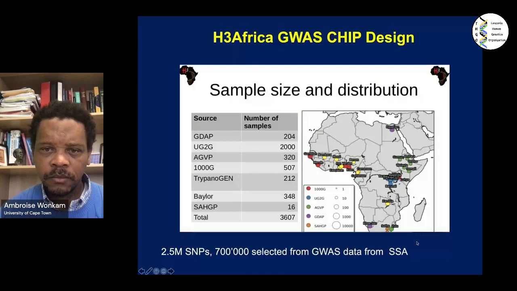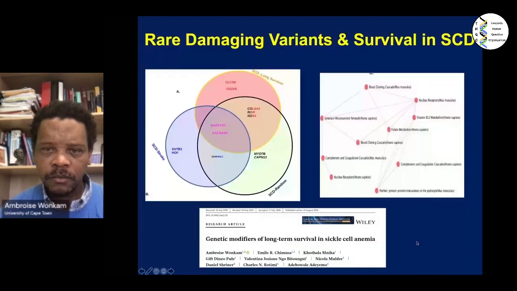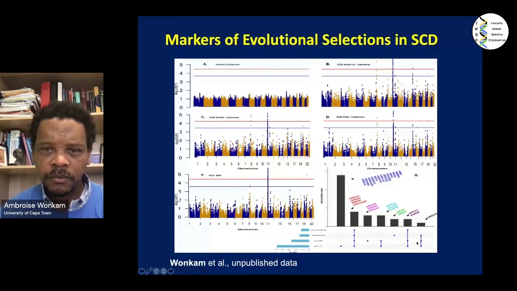There are other questions that we have raised in that paper. For example, the evolutionary dynamic of sickle cell disease. We know that this condition has been in Africa for a very long time. Possibly Tutankhamun had sickle cell disease. That means that the pressure of the mutation on our own genome has been very high. It is possible that some variants have been selected in our genome because of the condition itself. This is a proof from an analysis that was performed by Professor Emile Chimusa that identified a few variants, possibly due to the pressure of selection of sickle cell disease on our genome.